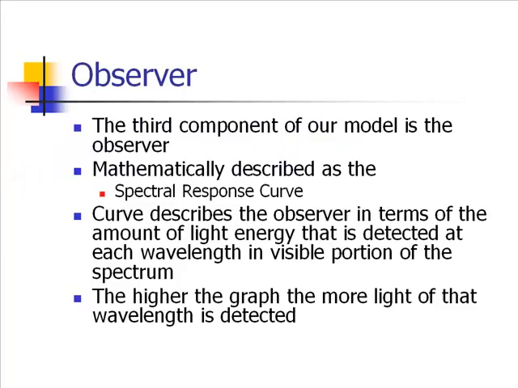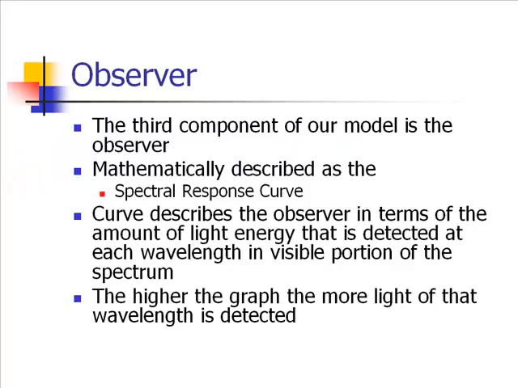Okay, so we talked about the first two parts of our model for seeing color. The third one is our observer, mathematically described by the spectral response curve. The curve describes the observer in terms of the amount of light energy that is detected at each wavelength.